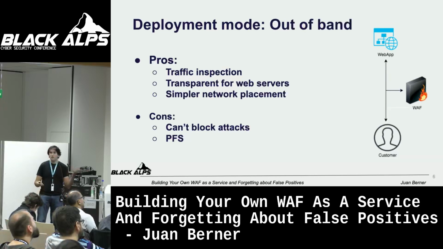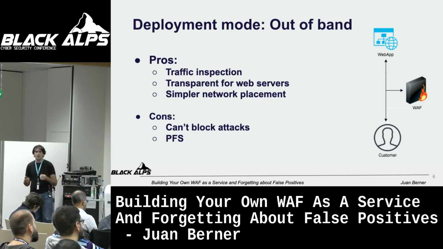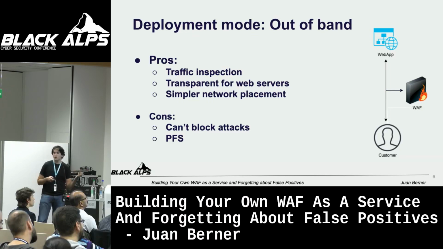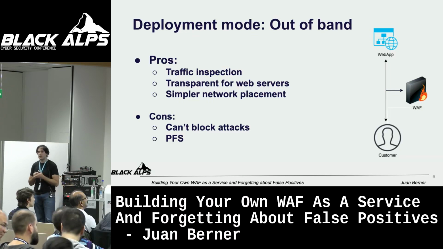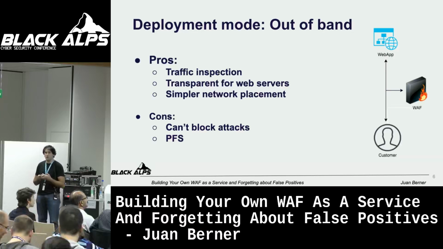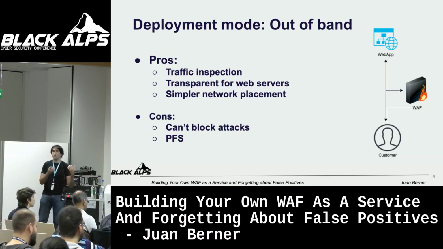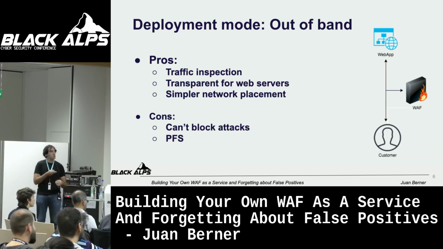Then you have the out-of-band deployment model, which means that you can no longer block attacks, but it's very simple for you to place a tap on your network and start copying the traffic. But of course, you cannot block attacks, and with encryption and other, let's say, different ways of implementing transport security, it's becoming harder and harder to inspect the traffic between the web application and the customer.